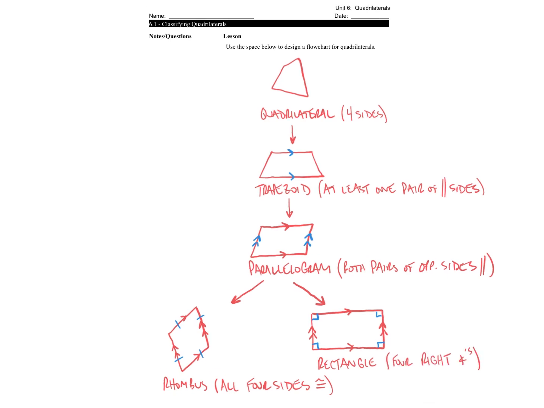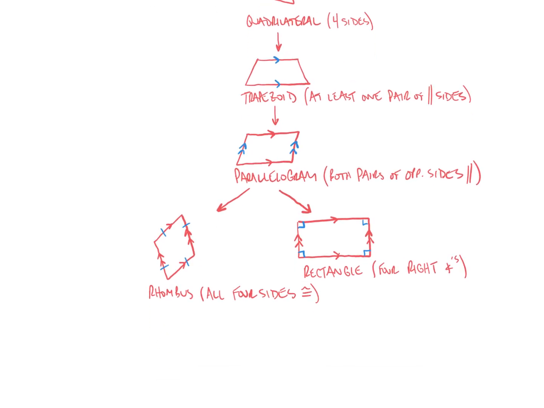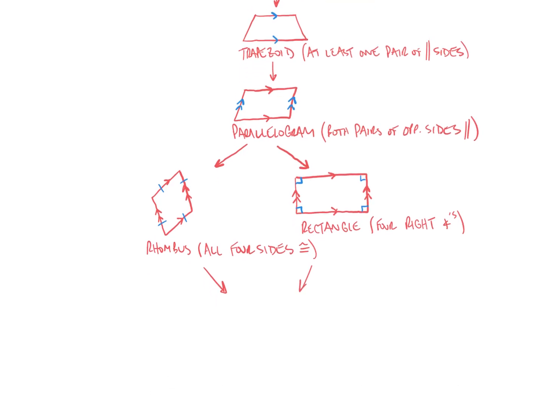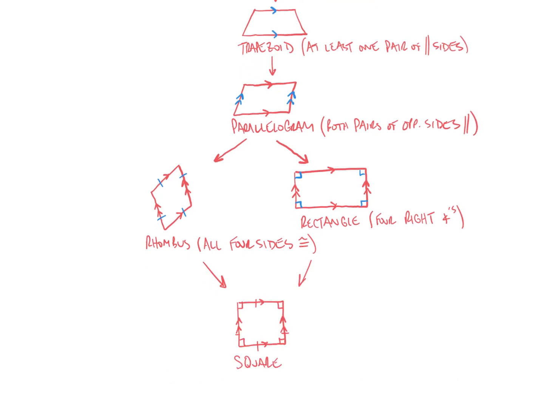Now, if you wanted to design a parallelogram that had all four sides congruent and four right angles, you would call that a square. So we'll define a square to be a rhombus and a rectangle.